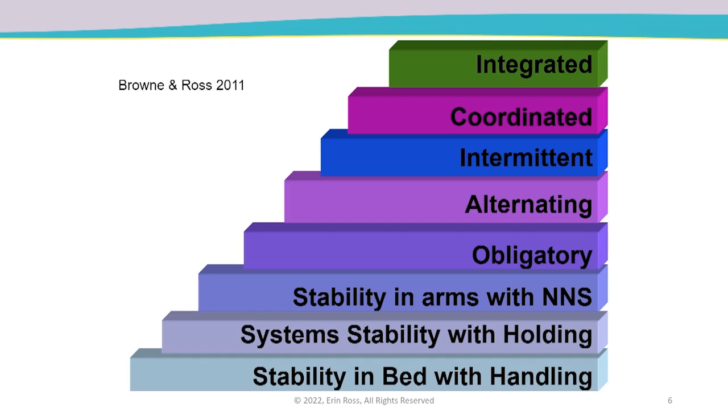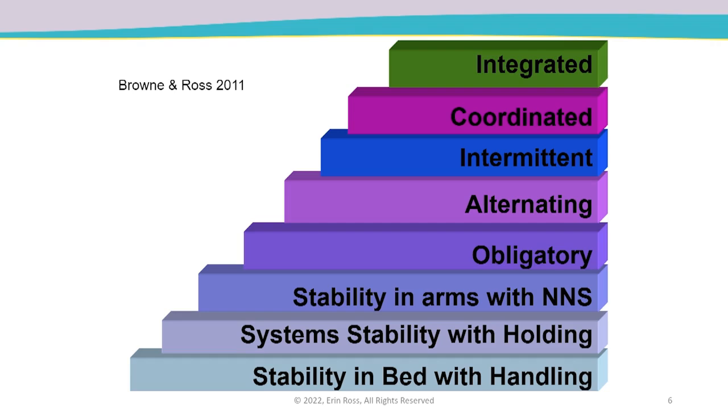So the first 3 steps are not oral feeding steps yet. They are 3 steps for internal regulation. So the very first step in BROSS is stability in bed with handling. Okay, that is your very first step. Now, we just talked about how do you assess stability in bed, or stability with holding, or stability with non-nutritive sucking, because we just talked about the synaptic organization of behavioral development and how babies communicate with us.